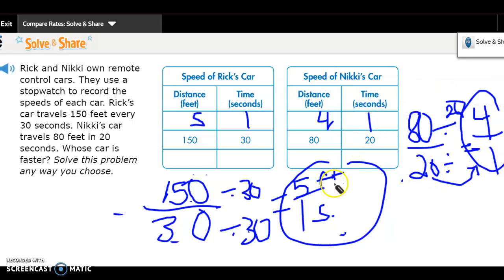For 1 second. So I can tell that Rick's car is going to go slightly faster because it goes 5 feet per 1 second, and Nikki's only goes 4 feet per 1 second. You see how we use the unit rate of how many in 1 second to figure out which car goes faster.